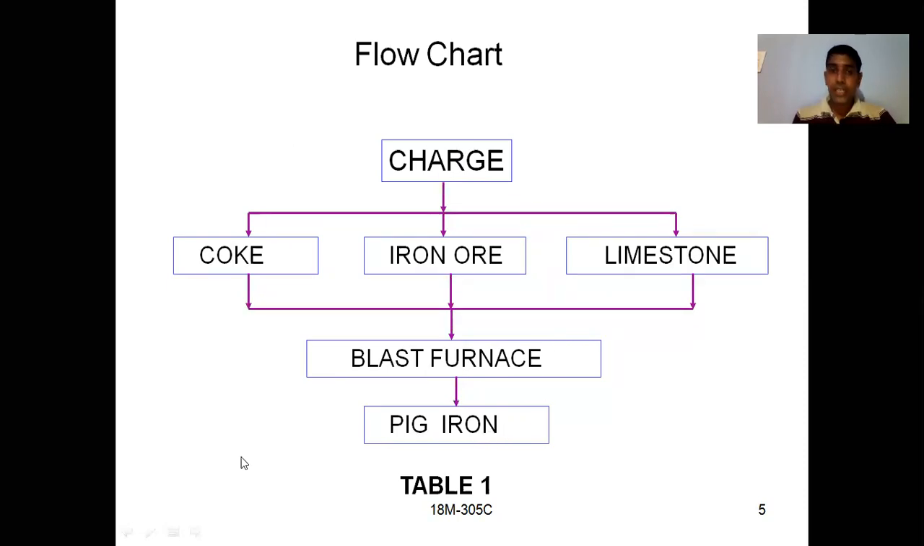So two questions are there in this flow chart. Okay, very easy to understand. What is the charge for the blast furnace and what is the main product of the blast furnace? The charge is coke, iron ore and limestone. And what are you going to get? You are going to get pig iron.